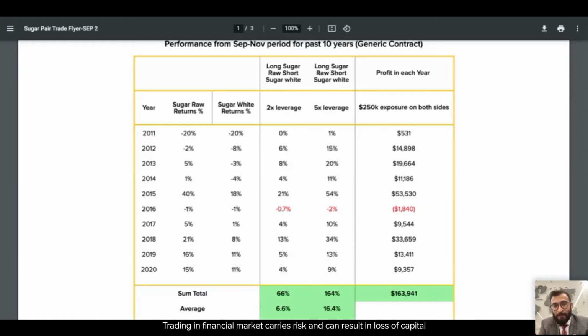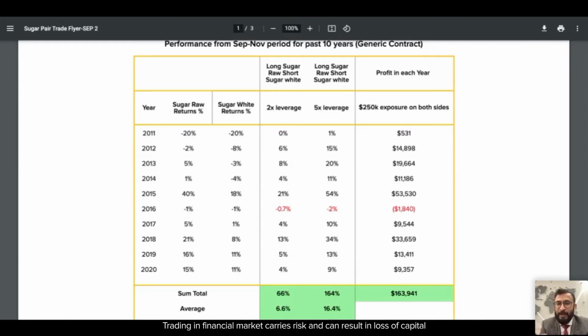If you see it from 2011 to 2020, every year sugar raw has almost outperformed, except 2011, it was minus 20, minus 20. So both the sugars lost a similar percentage. But 2012, raw outperformed. 2013, raw outperformed. 2014, outperformed, because if sugar white is down by 4% and raw is up by 1%, still outperformed. 2016, net zero. 2017 outperformed. 2018 outperformed. 19 outperformed. 20 outperformed.